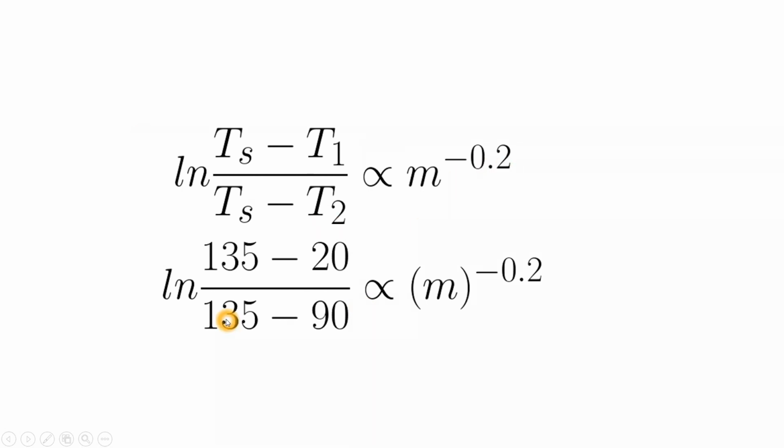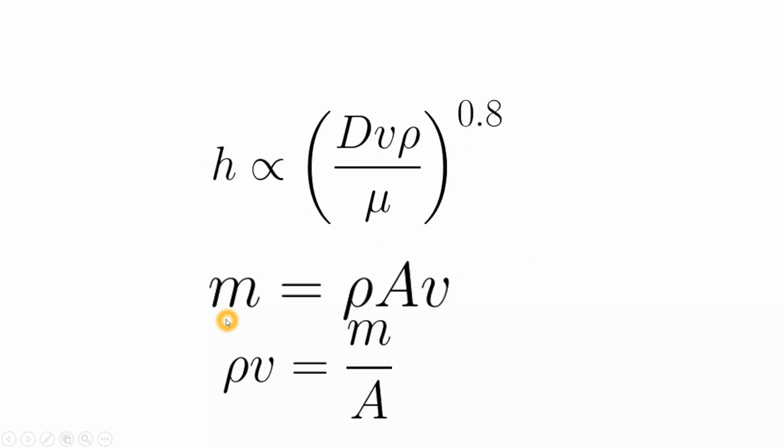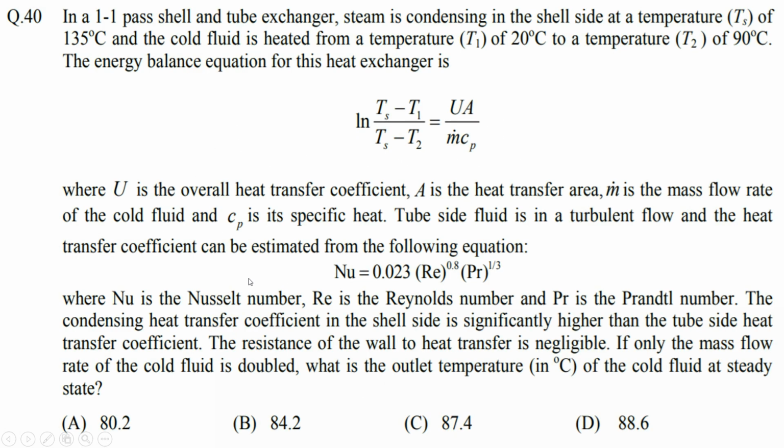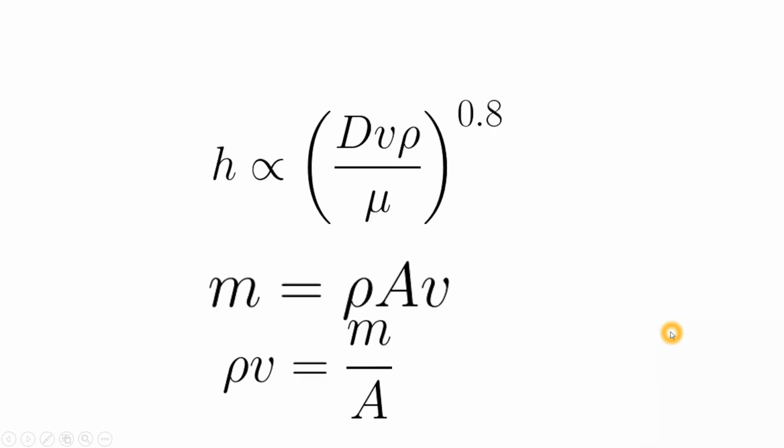Again, they have given the initial condition. Initially they have given Ts, we have T1, and we have the temperature T2 as 90 degrees centigrade, but they are asking for the temperature T2 when the mass flow rate is doubled. If only the mass flow rate of the cold fluid is doubled, what is the outlet temperature? That means T2. They are asking for T2 in the new case. So we will see.